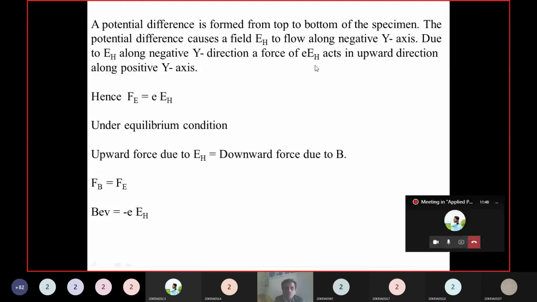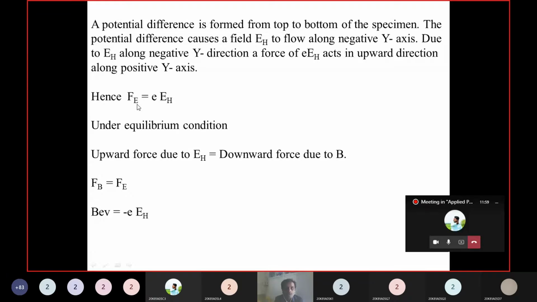Due to that electric field, some force acts on the charged particles. That force due to the electric field is e into EH.